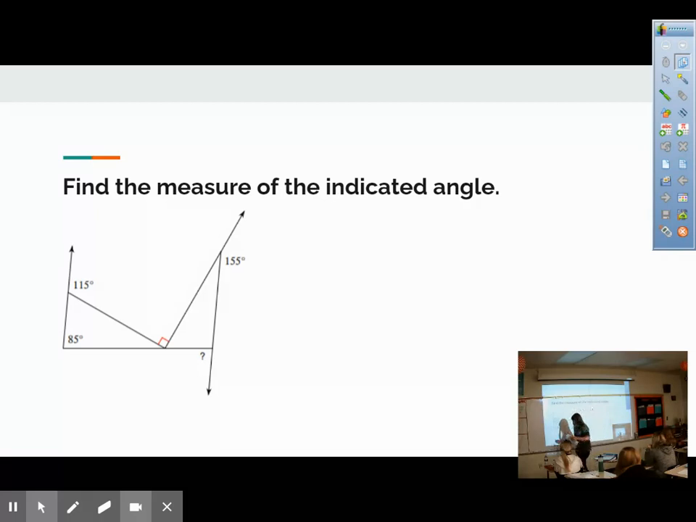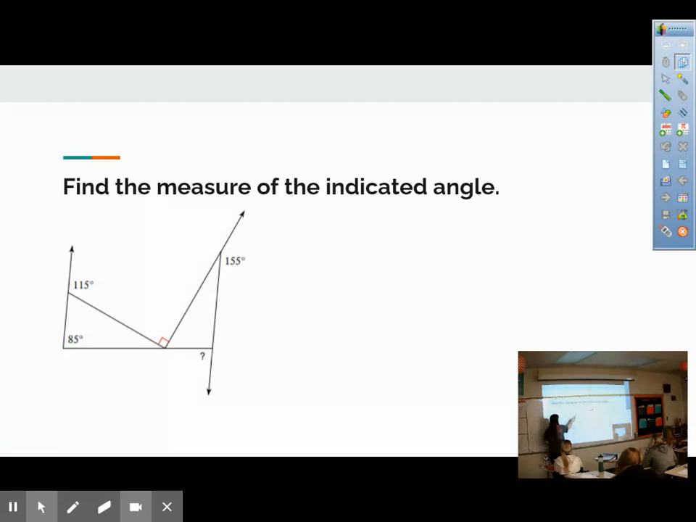Okay. So, I kind of did it the longer way because it helps me if I see all the angles. And so I did 180 minus 115, I got 65 for this angle. And then 65 plus 85 equals 150, and I did 180 minus 150, and I got 30 degrees for this angle. And then this is a 90-degree angle, so I added 30 plus 90, and I got 120, and I did 180 minus 120, I got 60.